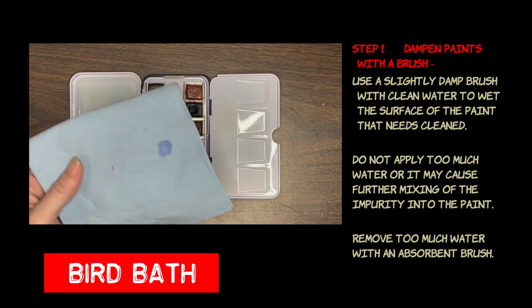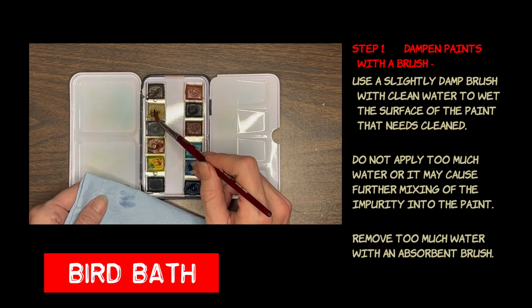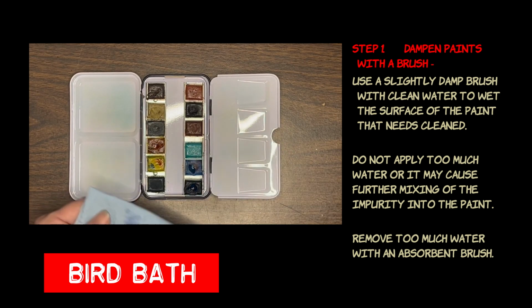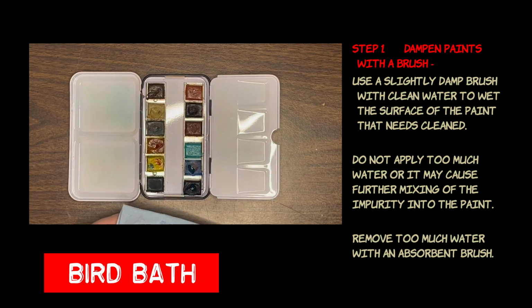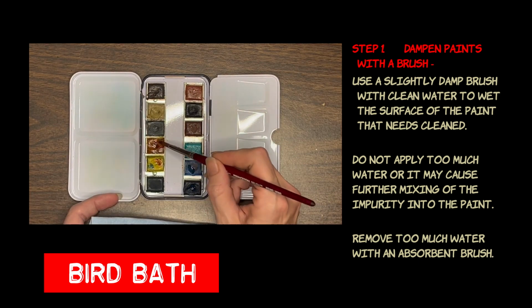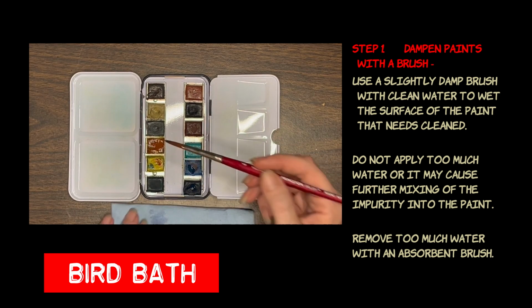Step 1. Dampen paints with a brush. Use a slightly damp brush with clean water to wet the surface of the paint that needs cleaned. Do not apply too much water or it may cause further mixing of the impurity into the paint. Remove too much water with an absorbent brush.